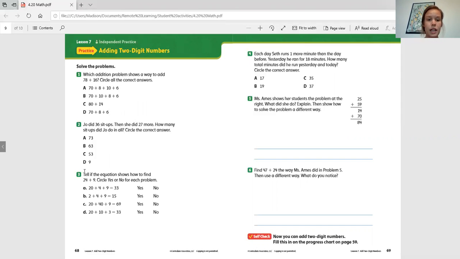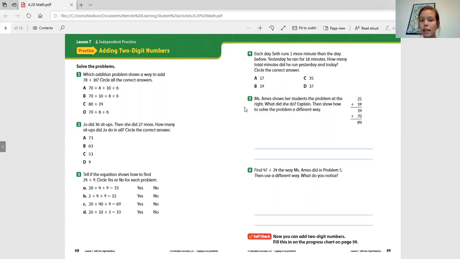Problem 3, tell if the equation shows how to find 24 plus 9. Circle yes or no for each problem. So as you go through here, figure out if these are correct and write yes or no. Number 4, each day Seth runs 1 more minute than he did the day before. Yesterday he ran for 18 minutes. How many total minutes did he run yesterday and today? Circle the correct answer.